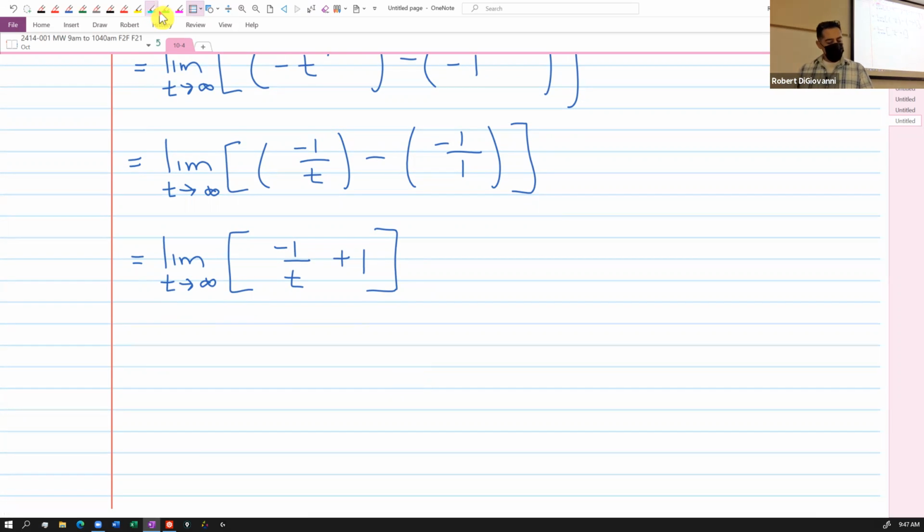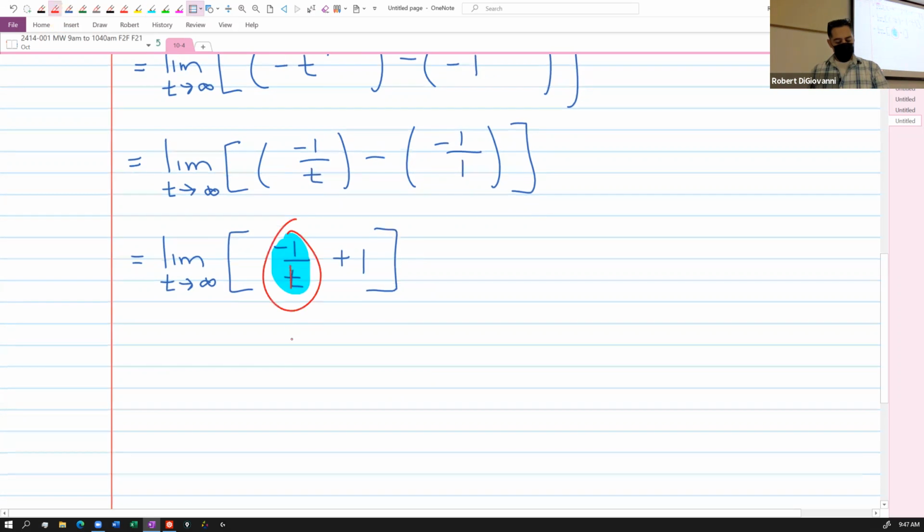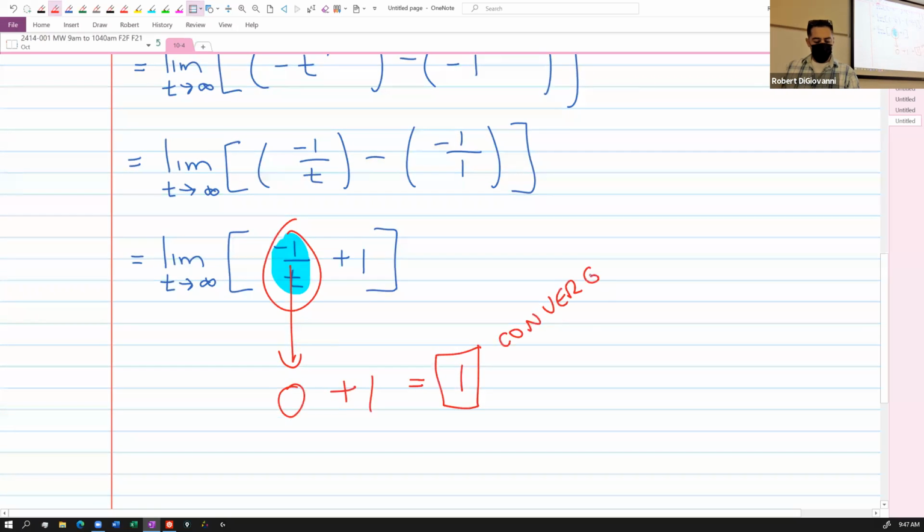Do y'all see what happens here? You have a fixed number on top, right? Negative 1 is fixed. Your denominator starts to blow up. That fraction becomes small, right? And that heads to 0. So this basically vanishes in the limit. This right here will head to 0. And then I still have plus 1, right? So my answer is what? 1. Which means that this converges. Converges. Because we got a nice finite number.